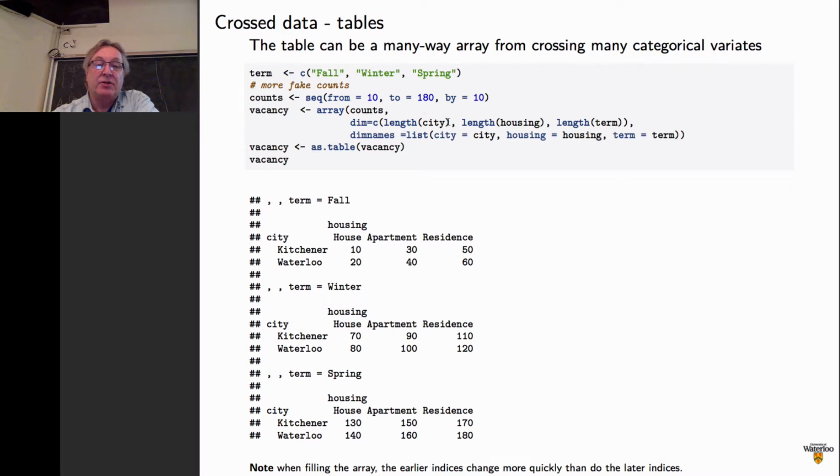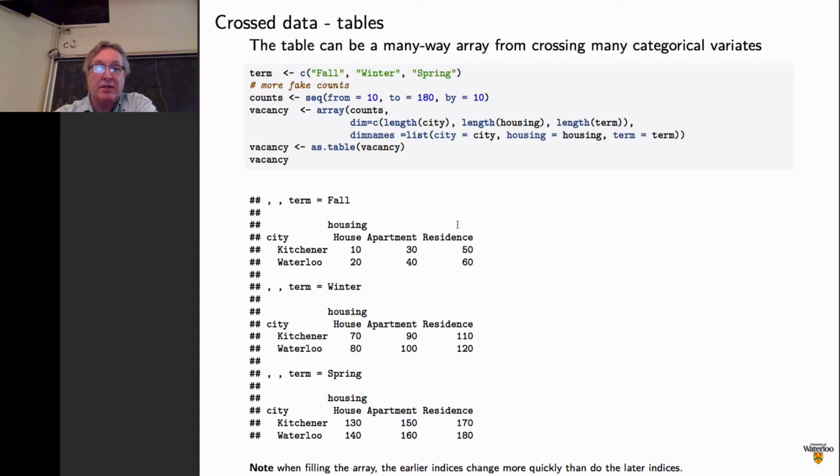So I've got city 2 by 3 by 3 terms, fall, winter, spring. And the dimension names, these are going to be the names of how I refer to each dimension by city, housing, and term, and also the values that those three different variates take. So looking at this, I now have a 3-way table, and you'll notice how it's being filled with the first index moving fastest, then second and second fast, etc. So it'll go 10, 20, 30, 40, 50, 60, 70, 80, 90. So you see how the thing is being filled, right?